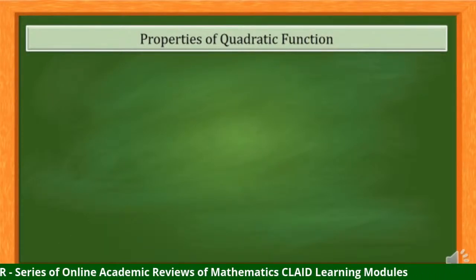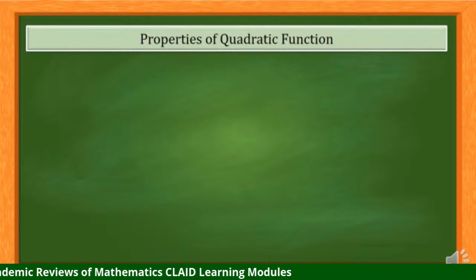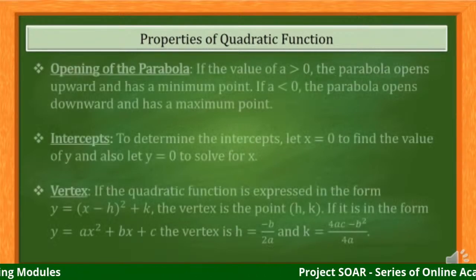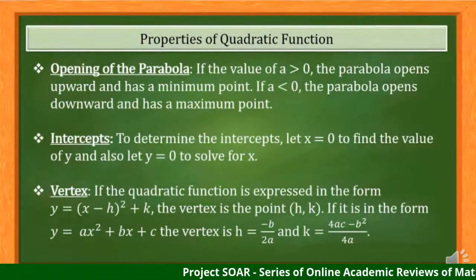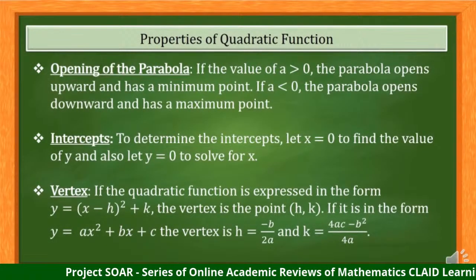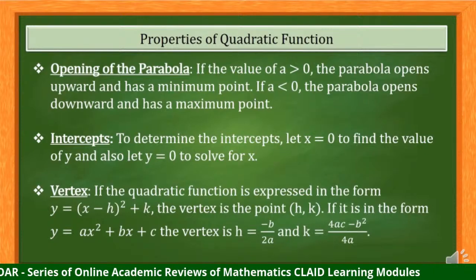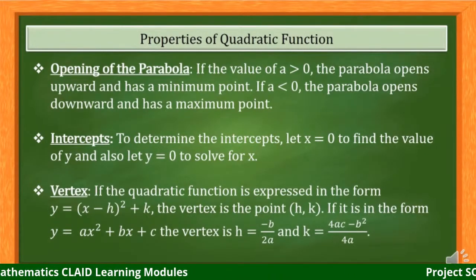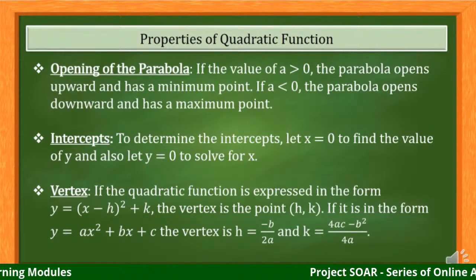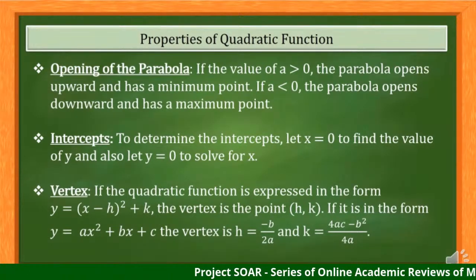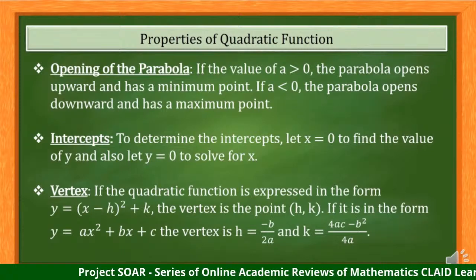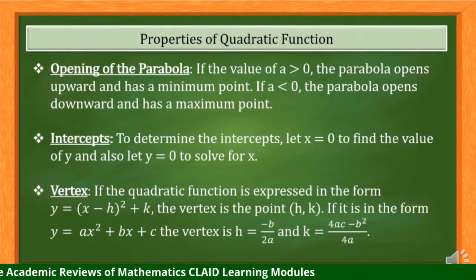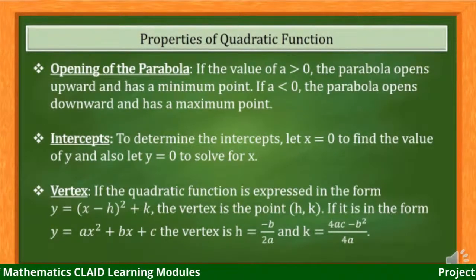Bago tayo makapag-solve and graph ng quadratic functions, dapat muna nating alamin yung iba't ibang properties ng quadratic function. The first property is the opening of the parabola. If the value of a is greater than 0, the parabola opens upward and has a minimum point. If a is less than 0, the parabola opens downward and has a maximum point. Second is intercepts. To determine the intercepts, let x is equal to 0 to find the value of y, and also let y equal 0 to solve for x.